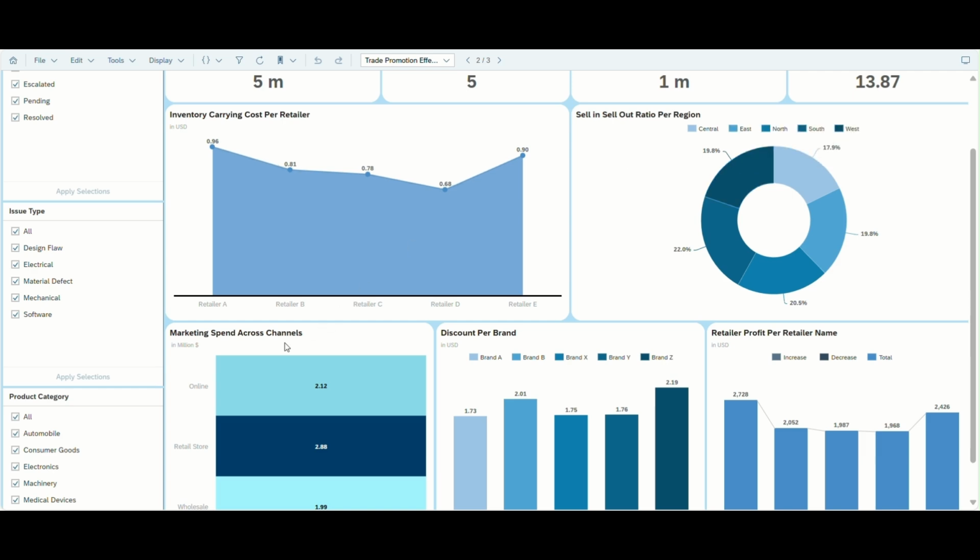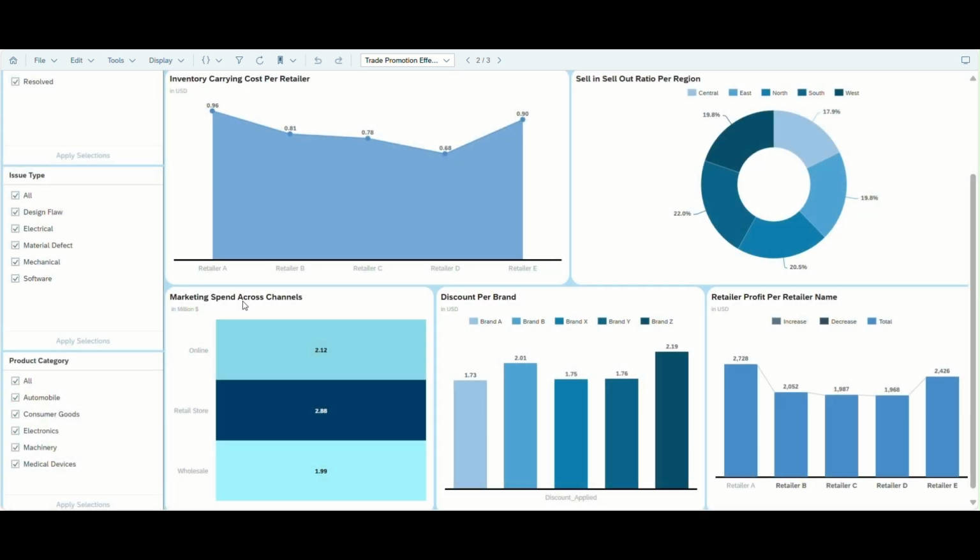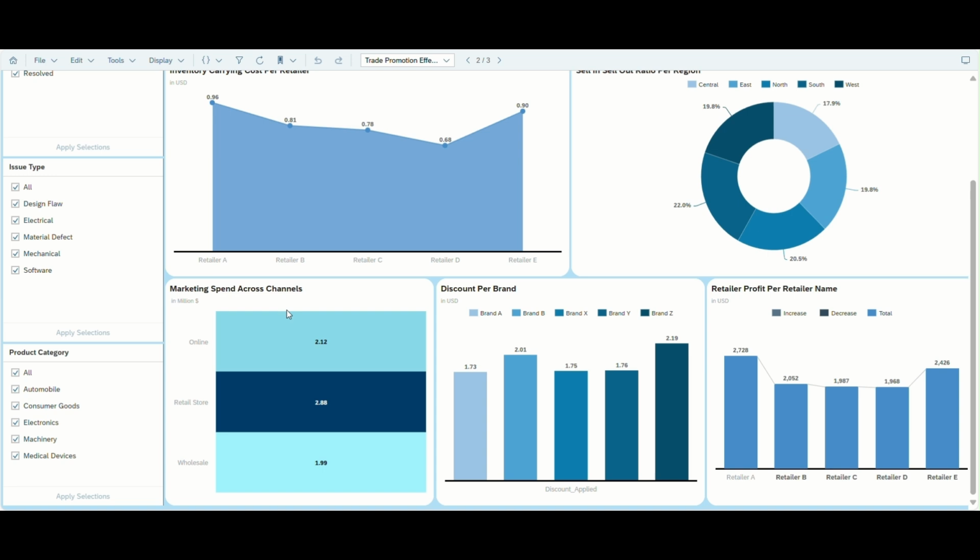Now let's talk about where the money goes. Marketing spend across channels. Whether it's e-commerce, retail, or wholesale, this chart breaks down how promotional dollars are distributed. For campaign planners, this is your media mix model in action. It tells you what's working and what needs realignment.